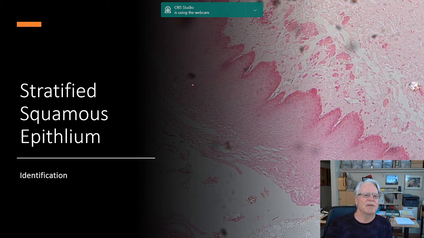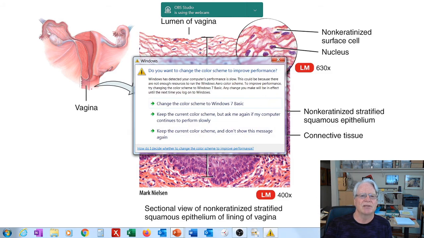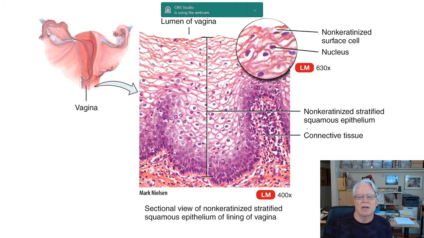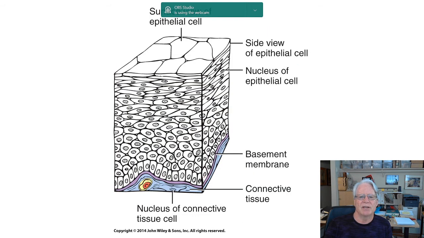Stratified squamous epithelium. Okay, so again, we've got these layers of flat cells, and this is just an overall picture. They're using the vagina as an example. Let's move on. Okay, here's a nice image. The flat cells. This is in black and white, obviously. These are the flat cells.